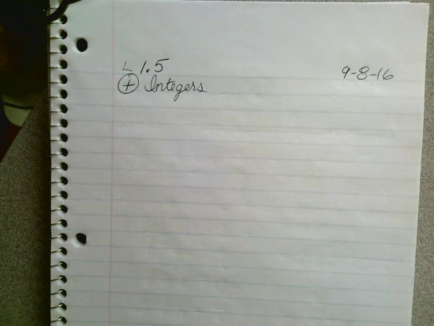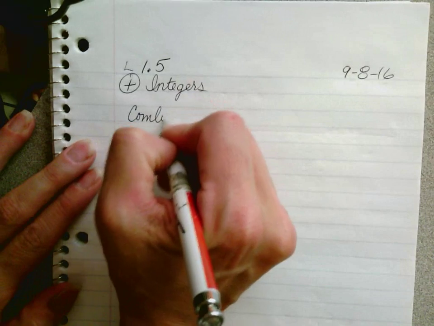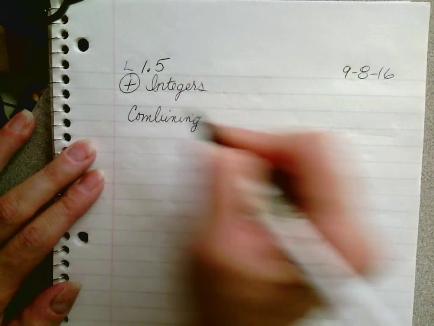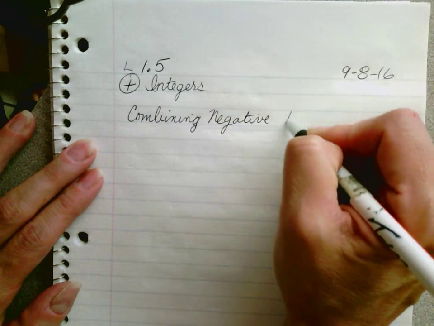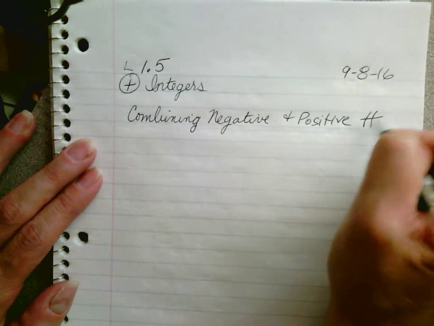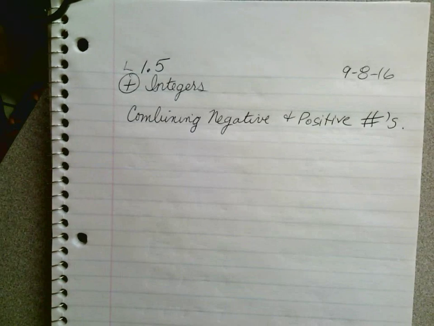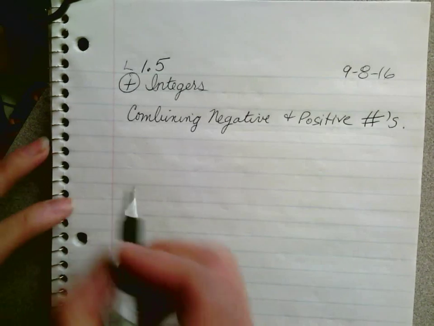Adding integers. So you are basically learning today about combining negative and positive. Hashtag is really the number symbol. Combining negative and positive numbers is what we're going to be learning about today. All right, so remember, I'm not going to read to you. I'm going to do my own.